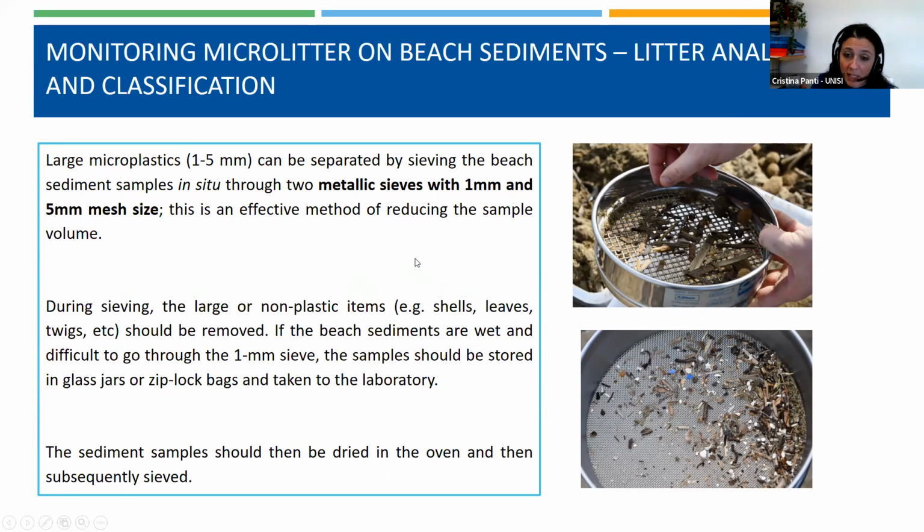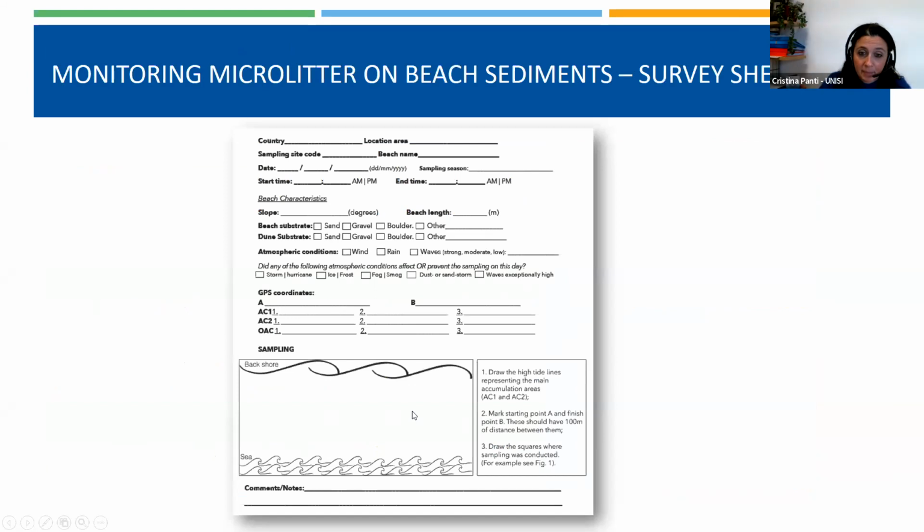This is in order to reduce the sample volume and not to carry the sand to the lab. And during the sieving, you can remove the non-plastic items, for instance, small pieces of wood that would interfere with the subsequent analysis, and collect the samples in paper bags, Ziploc bags, or other containers such as glass jars. Then you will bring the samples to the lab and you will perform the subsequent analysis.